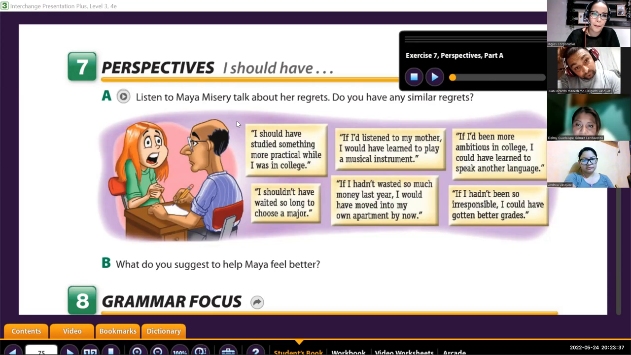Voy a compartir el audio otra vez. Page 75, exercise 7, perspectives. I should have. Part A. Listen to Maya Misery talk about her regrets. Do you have any similar regrets? I should have studied something more practical while I was in college. I shouldn't have waited so long to choose a major. If I'd listened to my mother, I would have learned to play a musical instrument. If I hadn't wasted so much money last year, I would have moved into my own apartment by now. If I'd been more ambitious in college, I could have learned to speak another language. If I hadn't been so irresponsible, I could have gotten better grades.